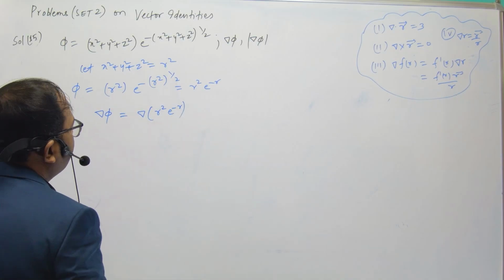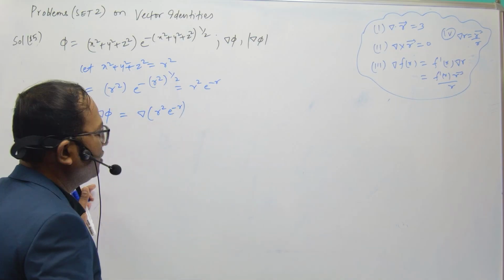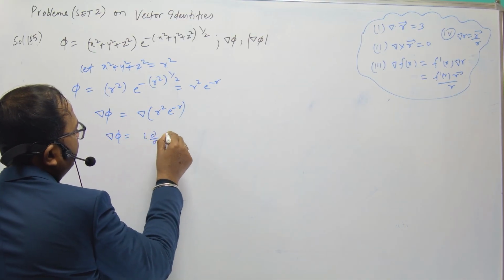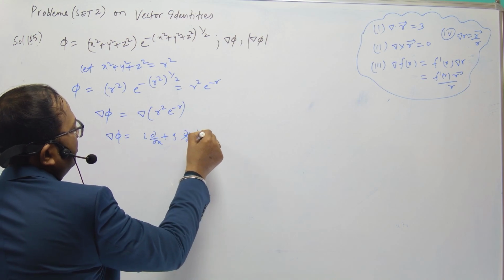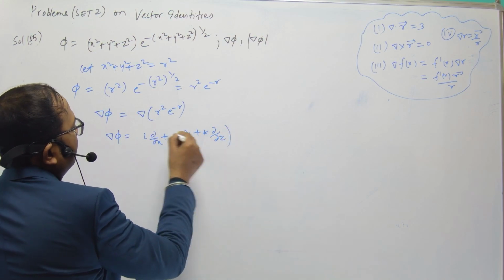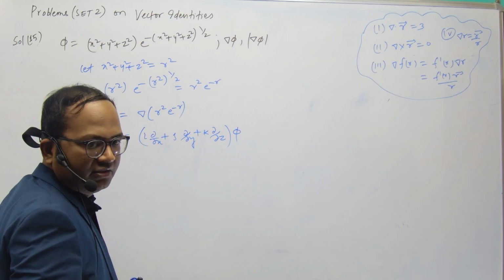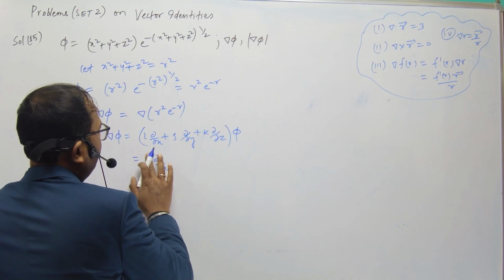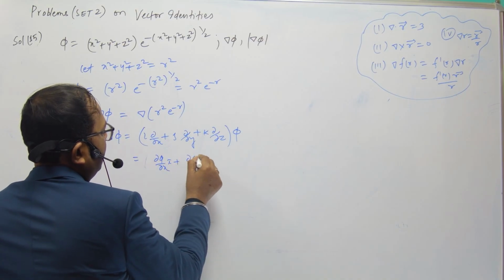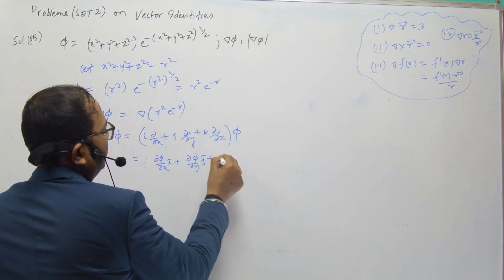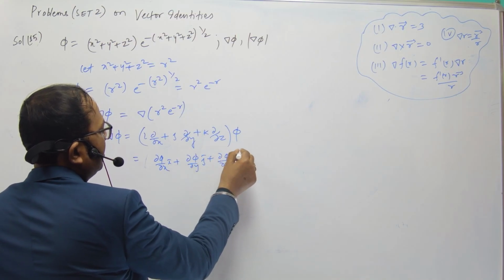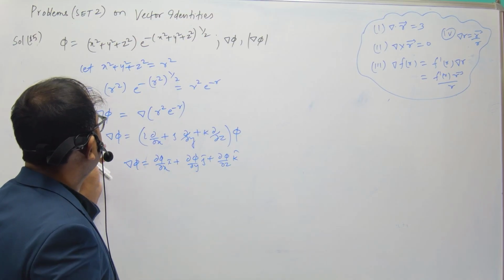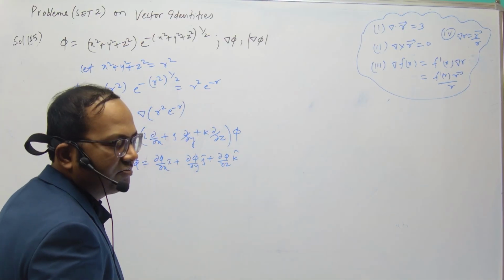Gradient of phi is equal to i del upon del x plus j del upon del y plus k del upon del z, acting on phi. We can write this as del phi upon del x i cap plus del phi upon del y j cap plus del phi upon del z k cap. This is equal to del of phi, that is gradient of phi. And we have phi as r square e to the power minus r.